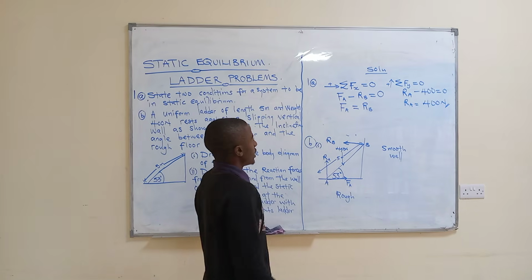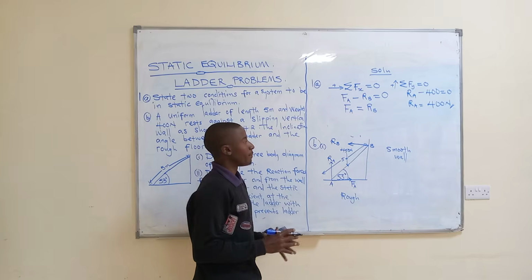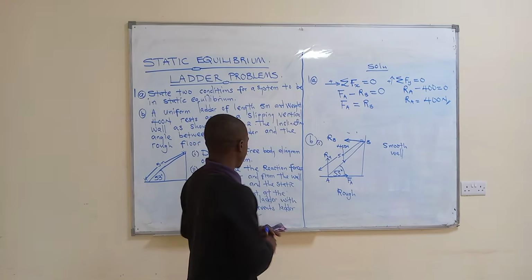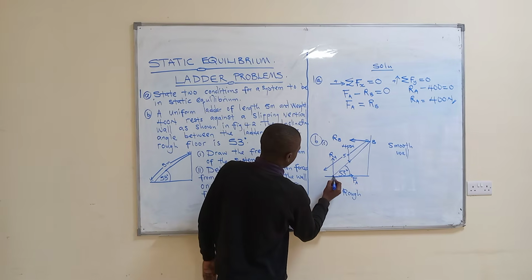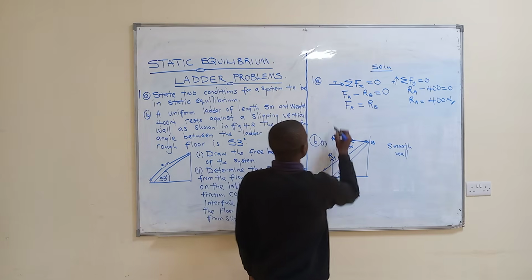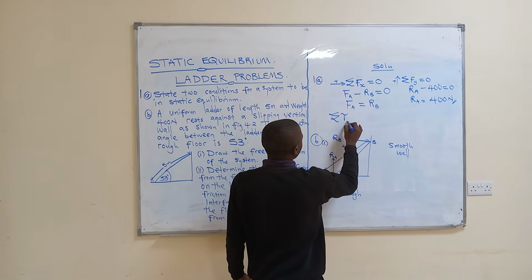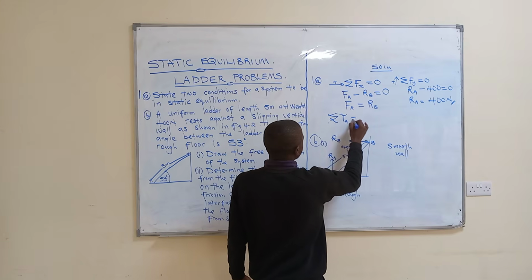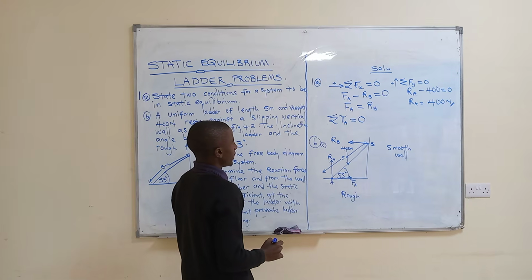Another thing, we need to go to the third condition, that is summation of torque about a fixed point. So in this case, I'm going to take point A to be my pivot point. So I'll say summation of torque at point A is equal to 0. So what am I going to do here?